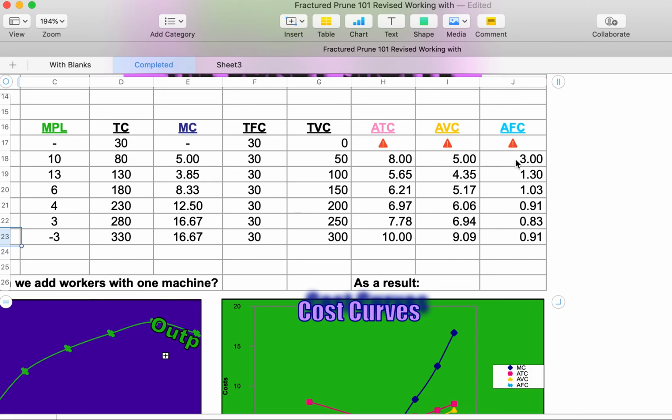You think that's a coincidence? This isn't as obvious to see, but 5.65 is equal to 4.35 plus 1.3. Check it out, it is true. Here's one that's easy to see. $10 is your average total cost. Your average variable cost is $9.09. Your average fixed cost is 91 cents. What do you think 91 cents plus 9.09 equals? $10. Coincidence? Nope.